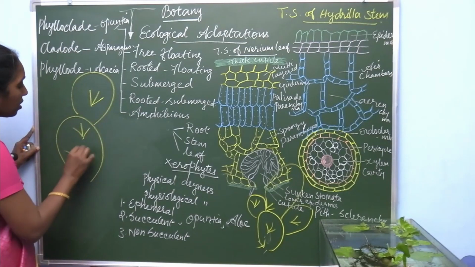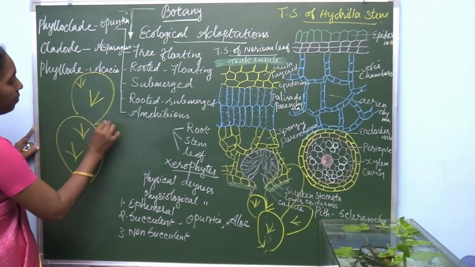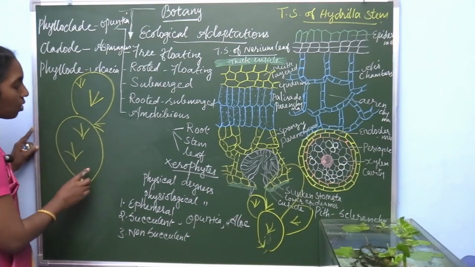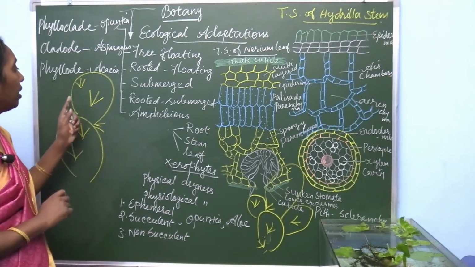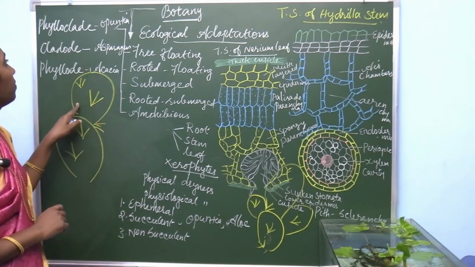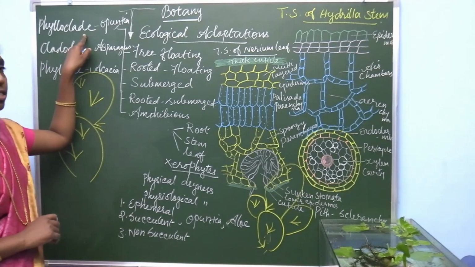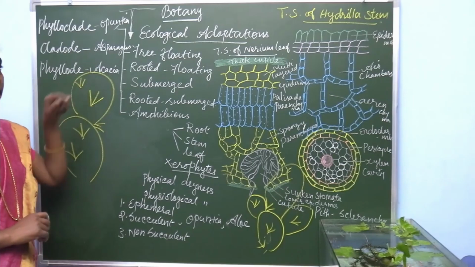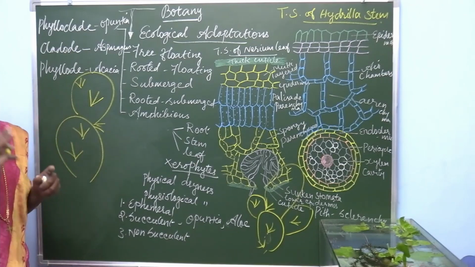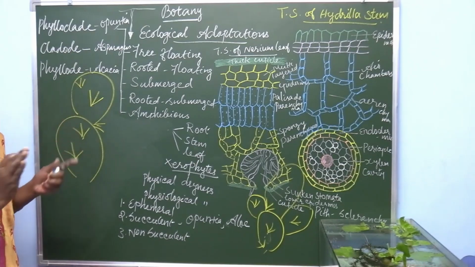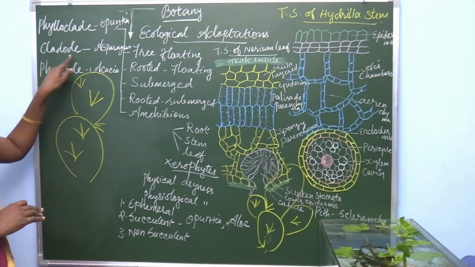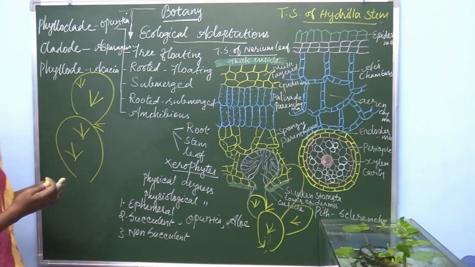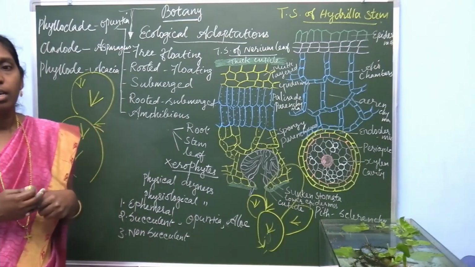Here the leaf is reduced into spines. These are the leaves, reduced into spines. The stems are flattened and green in nature, and perform photosynthesis. That type of modification is called phylloclade. And cladode, asparagus. In asparagus, two internodes are modified into flat-like structures called cladode. Example, asparagus. And phyllodes, in Acacia.